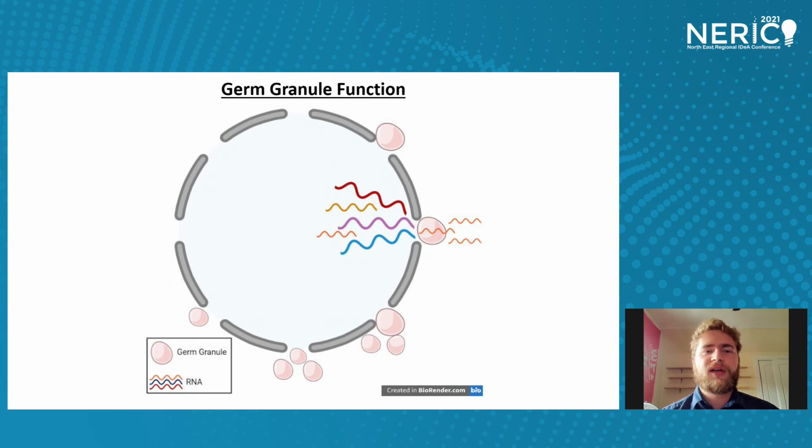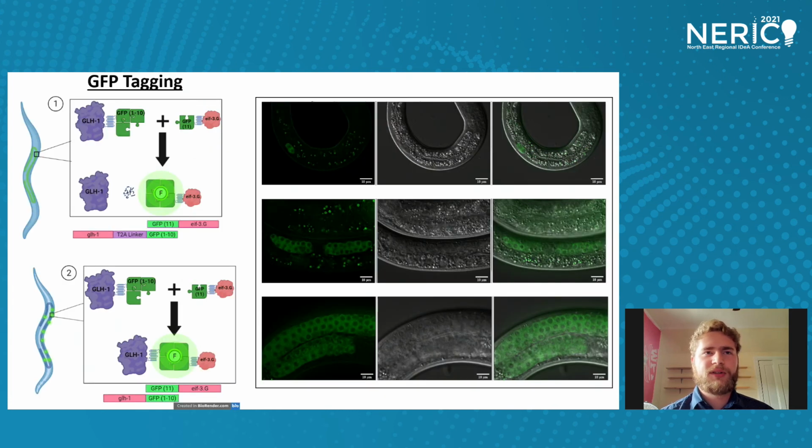Now, looking at the VASA equivalent in C. elegans, GLH1 is found to interact with a multitude of proteins, not necessarily part of the germ granule complex. One of these proteins was EIF3G. It's the RNA binding subunit of the larger eukaryotic initiation factor 3 complex. And the relationship between EIF3G and GLH1 isn't fully understood yet. So this summer, I looked at trying to verify this protein-protein interaction and trying to determine biological significance.